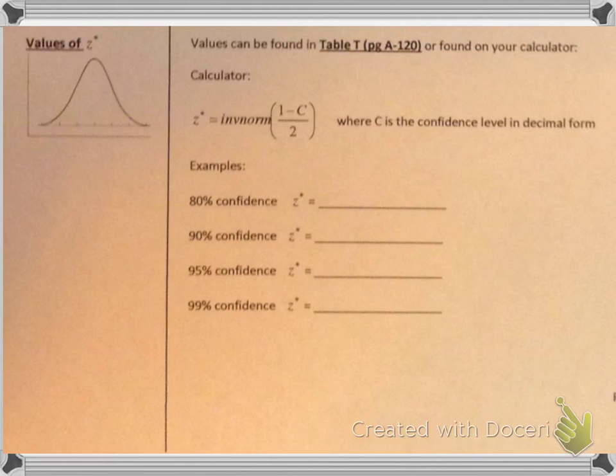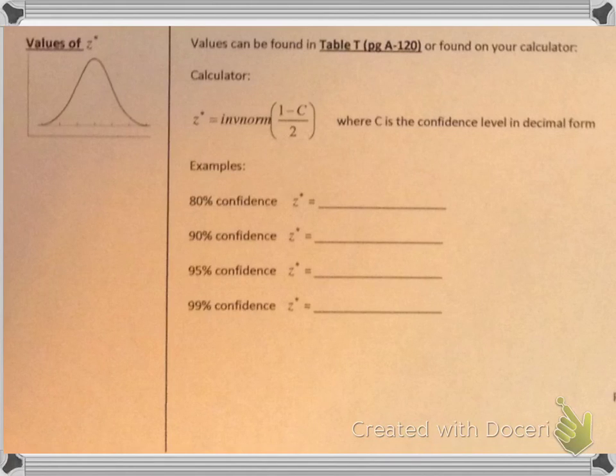Okay, so now we're on to the values of our z star. We can flip to the back of our book. It's page A120 in the very, very back. And I'll talk to you guys about this on your formula sheets too when I get back next week. Or we can go through and just let our calculator do it for us.